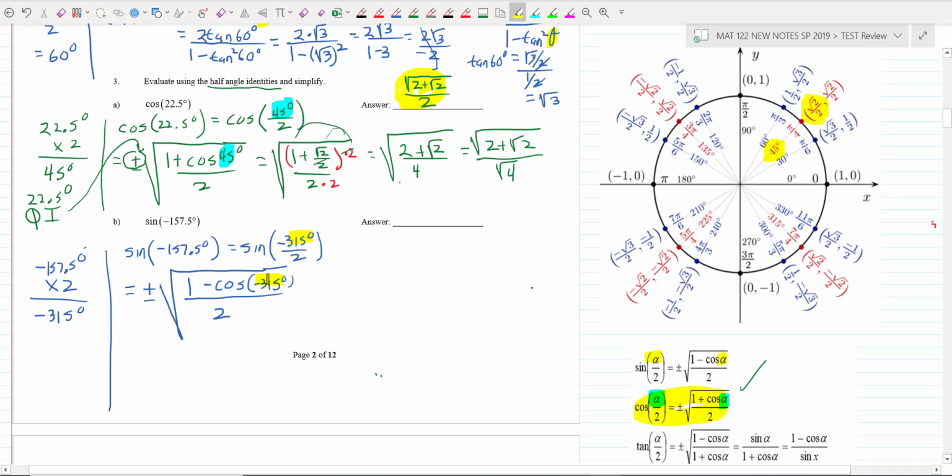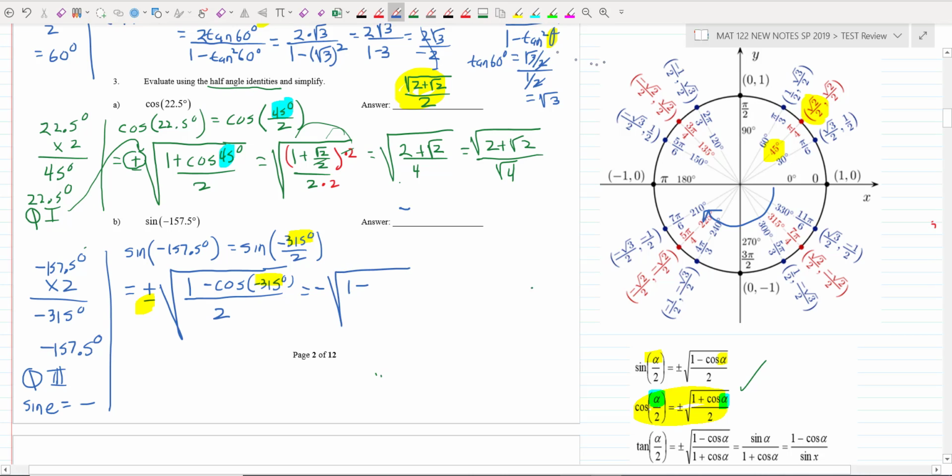Not the original angle. Okay, well, the next thing we've got to consider is, what quadrant are we in? If you have a negative 157.5 degree angle, that's clockwise, so that will end up being quadrant 3, and the sign is negative in quadrant 3, so that means we're just going to get a negative answer to this problem. Okay, so we got that worked out. Now we just need to work this out. So we're going to have a negative, and we'll have 1 minus.